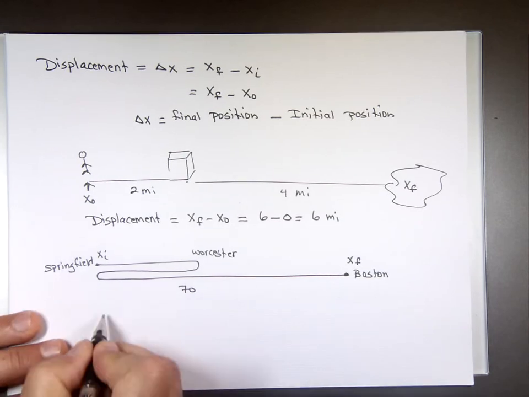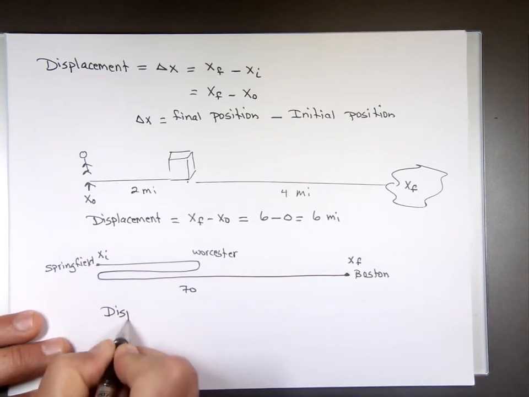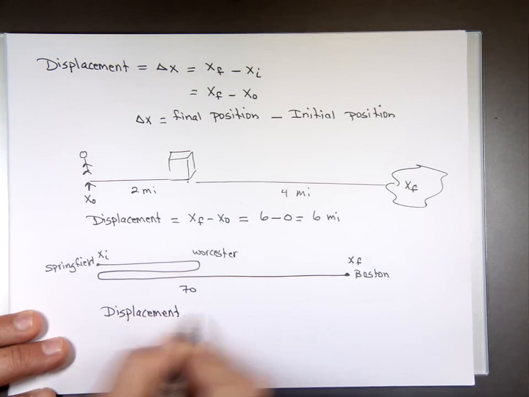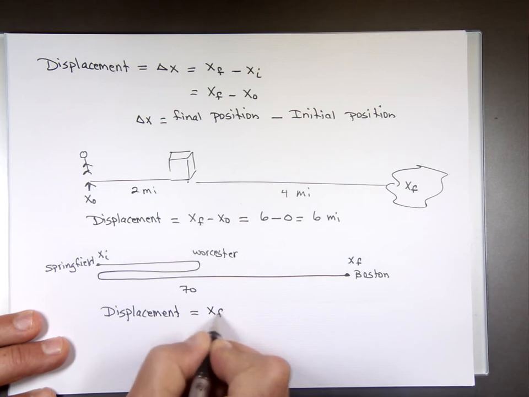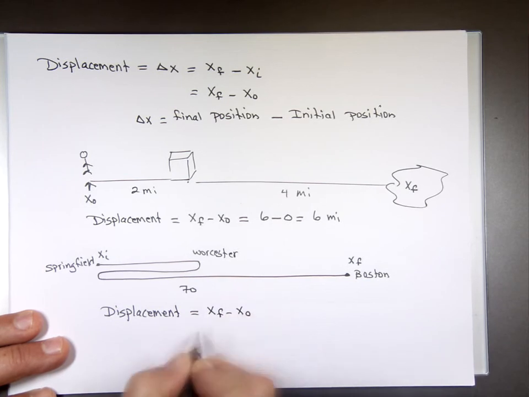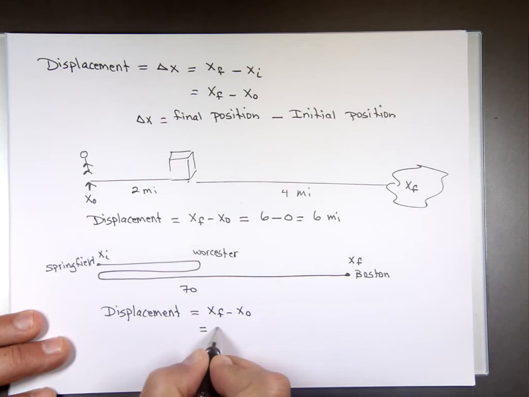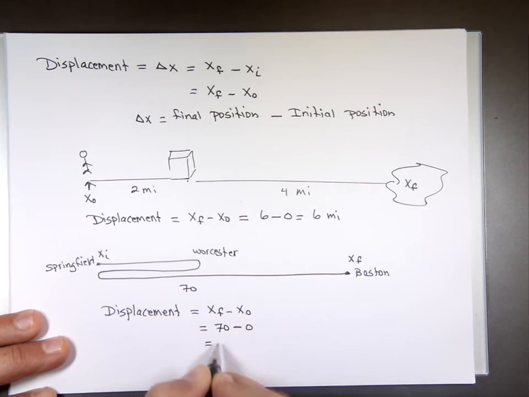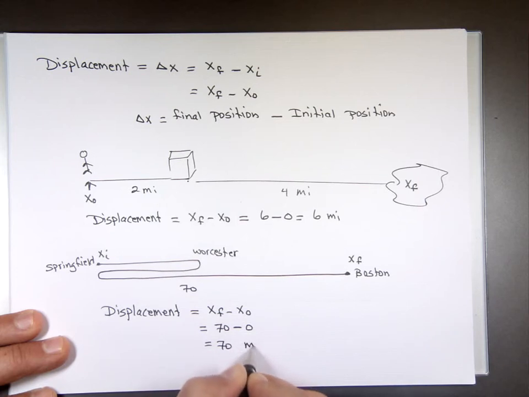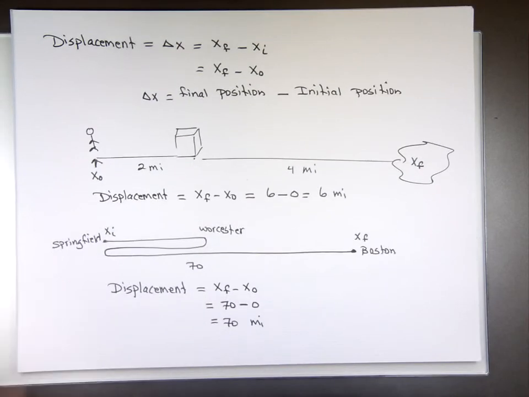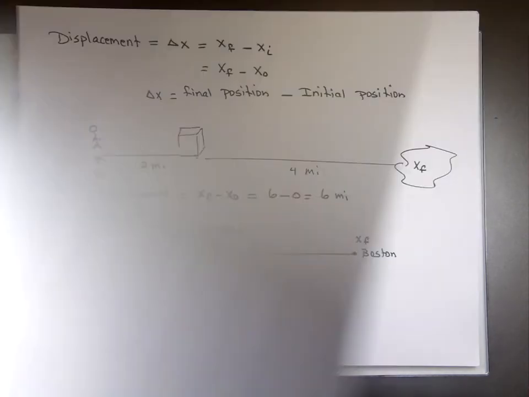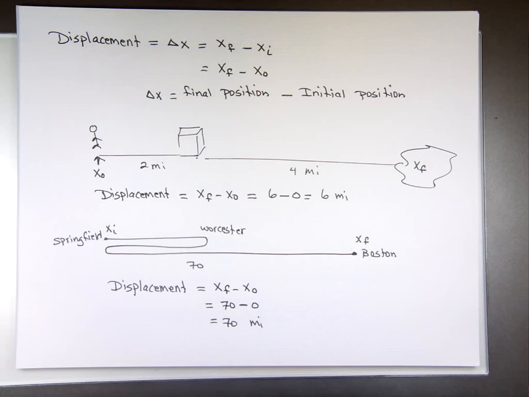So your displacement here is what? Your final position minus your initial position. What is your final position? 70 miles away. What's your initial position? 0. So 70 miles is your displacement. Is that the same as the distance? No. So when you go in a straight line, the two of them really give you the same answer. But when you're zigzagging, it's not the same thing.